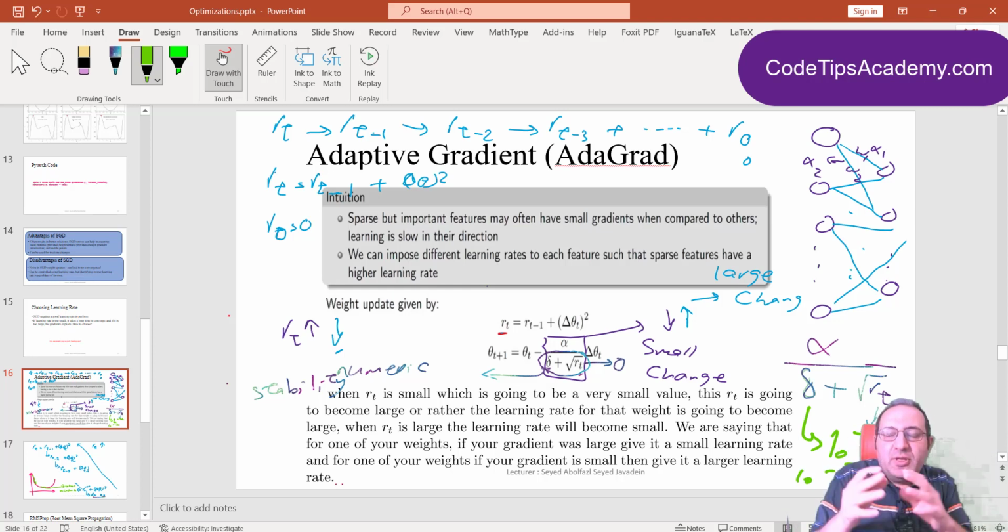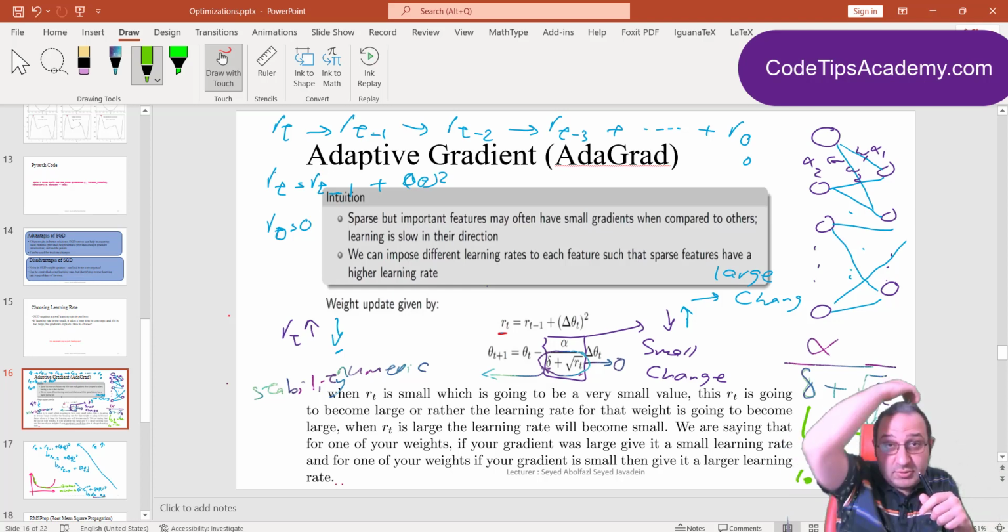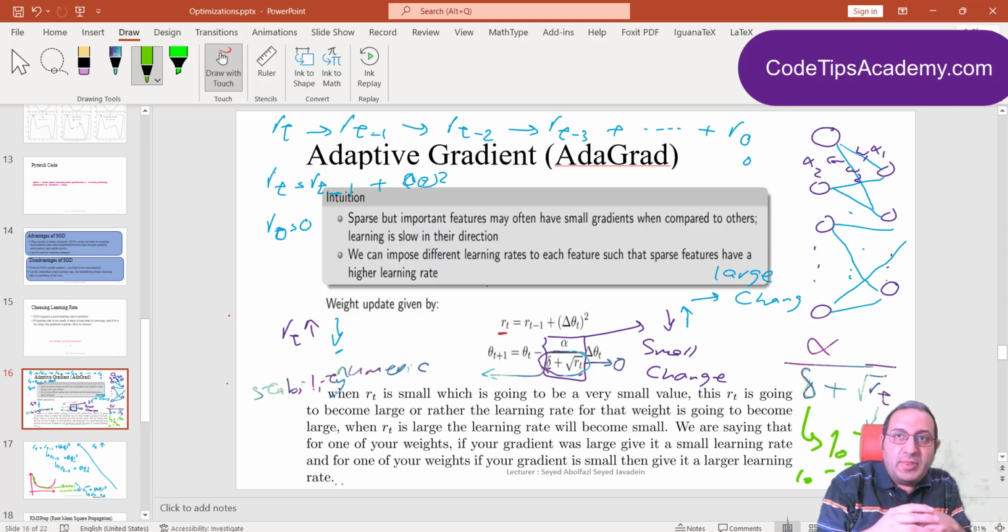Something very close to 0 that will help us so that we don't have division by 0. This is a very small number, for example, 10 to the power of minus 12, 10 to the power of minus 20, that can help us to calculate the division, and we don't have division by 0. Okay, this is a very good idea in AdaGrad, adaptive gradient.